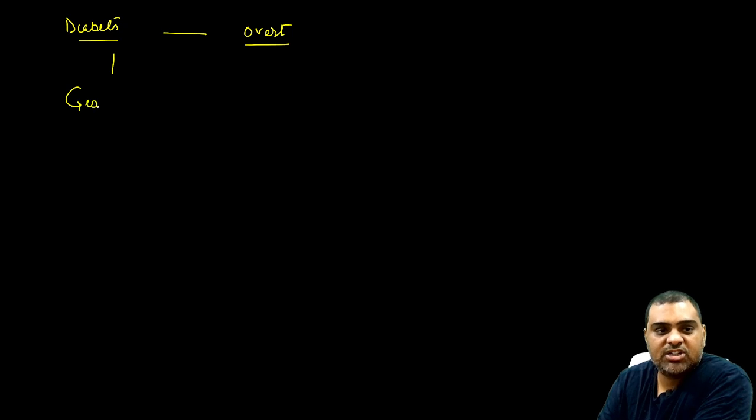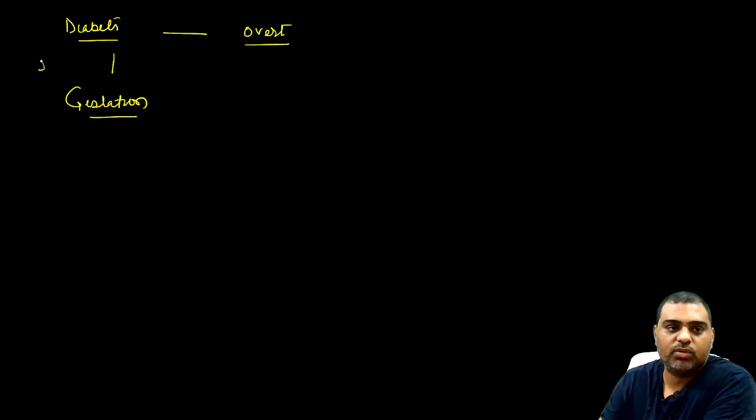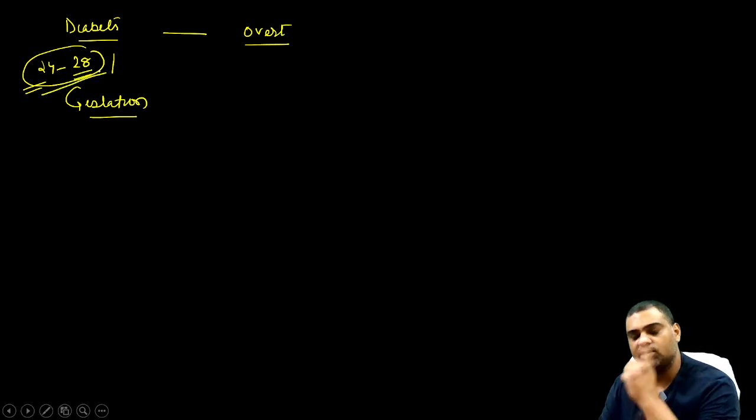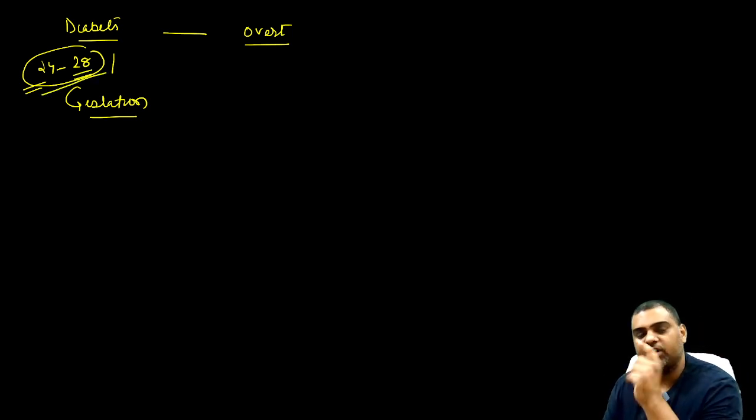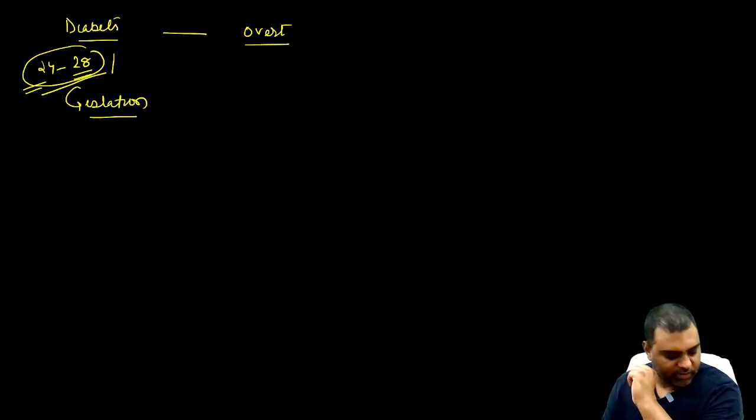Now there are two types of diabetes. One is overt diabetes, and the other is gestational diabetes. Please remember, insulin resistance is maximum at 24 to 28 weeks. Insulin production in the fetus starts at the 12th week. Insulin resistance in the female is maximum at the 24 to 28th week.